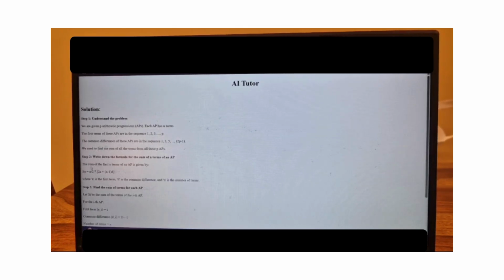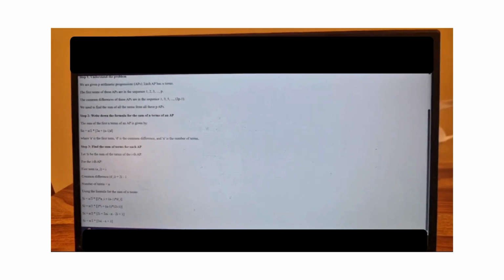Step 3. Find the sum of terms for each AP. Let C be the sum of the terms of the ith AP. For the ith AP, first term a subscript i equals i. Common difference d subscript i equals 2i minus 1. Number of terms equals n.